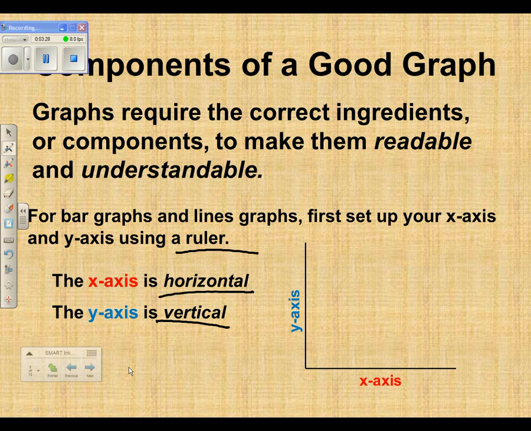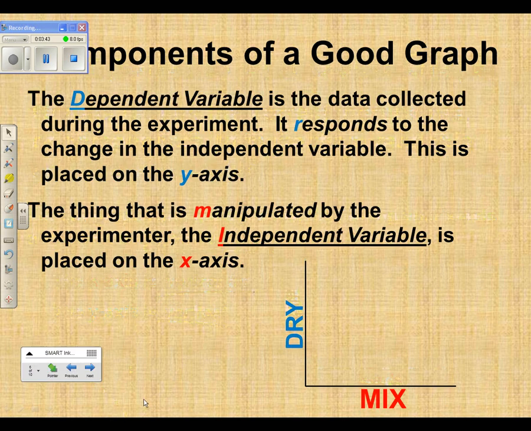So using a ruler, the very first thing that you do anytime you are making a bar graph or a line graph, you are going to create your y-axis, and then you are going to create your x-axis. The dependent variable, which is what you are measuring, also known as the responding variable, is always placed on the y-axis. The independent variable, or the manipulated variable, always goes on the x-axis.